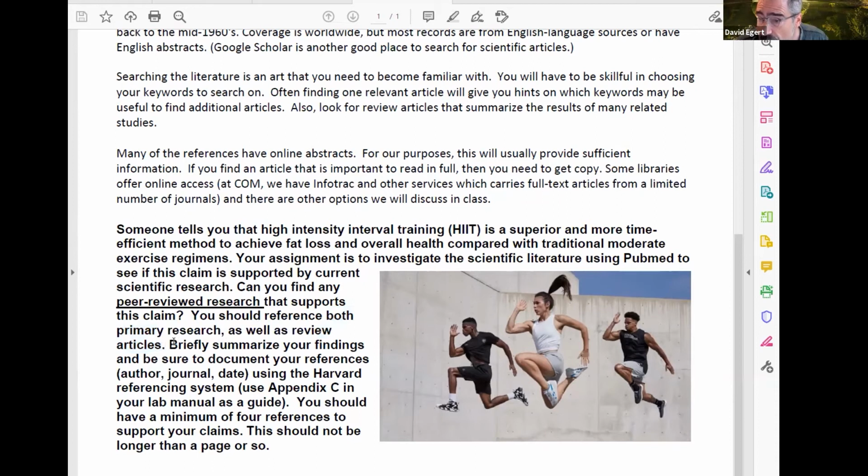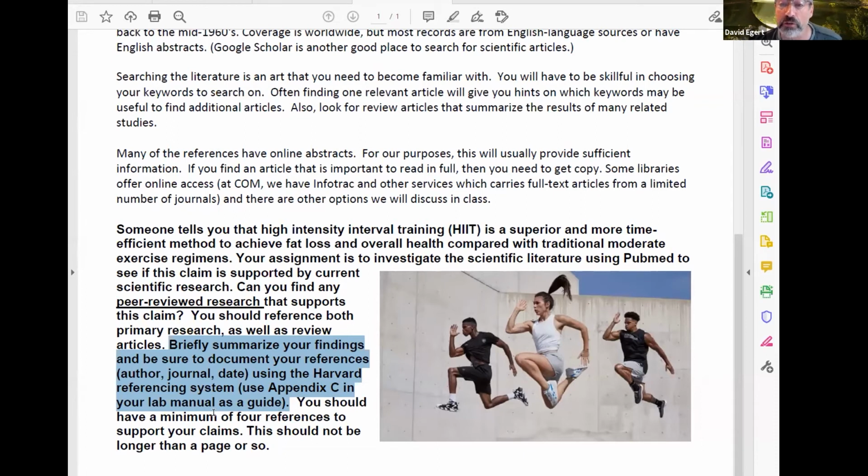So briefly summarize your findings and be sure to document your references using the Harvard referencing system, which I'll talk about in just a second. This is not supposed to be a big, crazy research paper. This is just supposed to get your feet wet. There's going to be more references out there than you need to actually use. If there's conflicting results, you should at least get a couple of the different ones so you get a sense of the broader story that's out there.